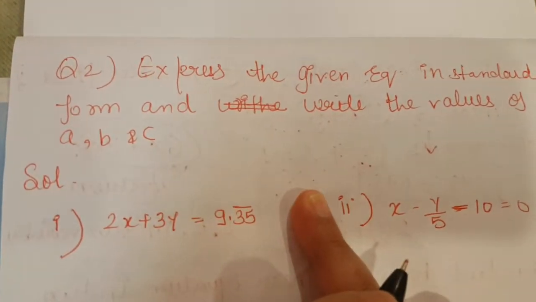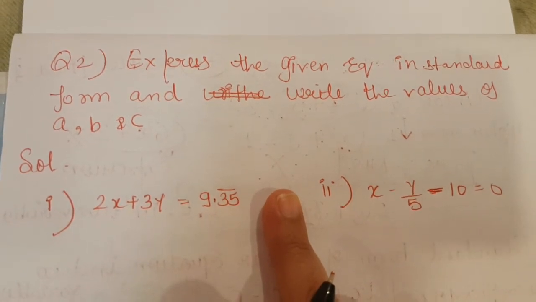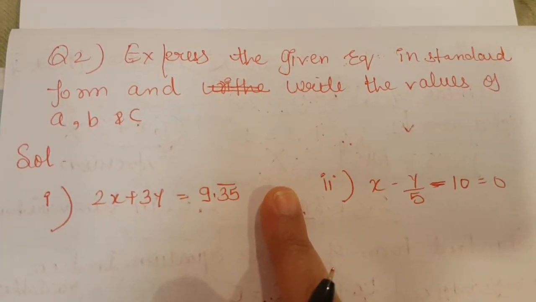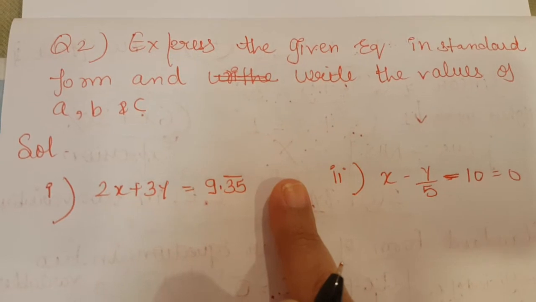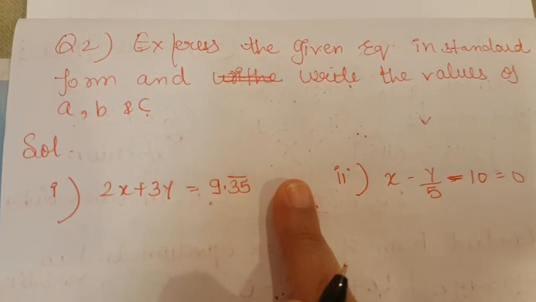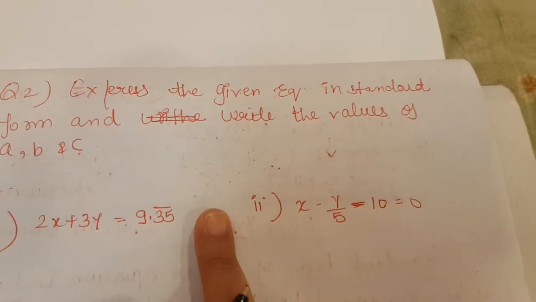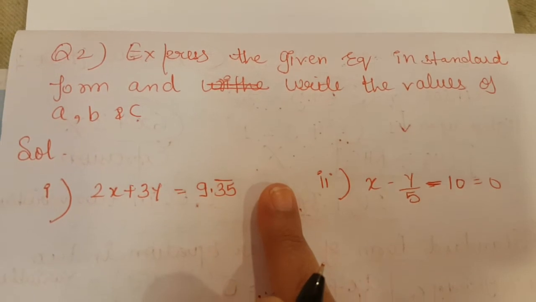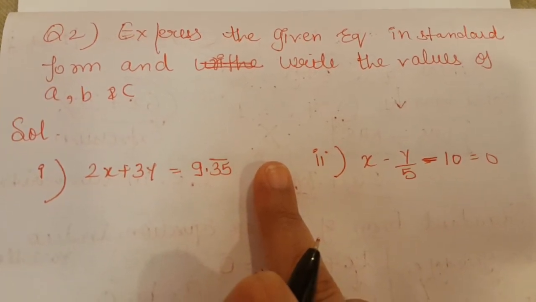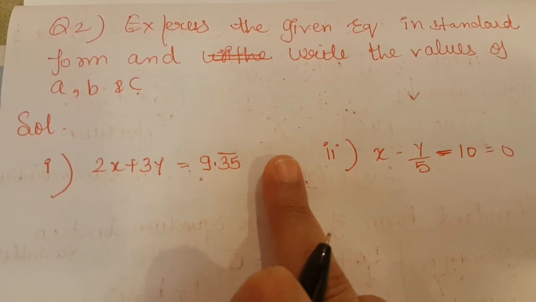Now let's start question number 2 of this exercise. Read the question carefully. They are writing that express the given equation in standard form. All the given equations, 8 equations are there, 8 parts are there. They are saying first you write the given equation in standard form, ax plus by plus c equal to 0, and then write the values of a, b and c. They are asking the values of the real numbers also.